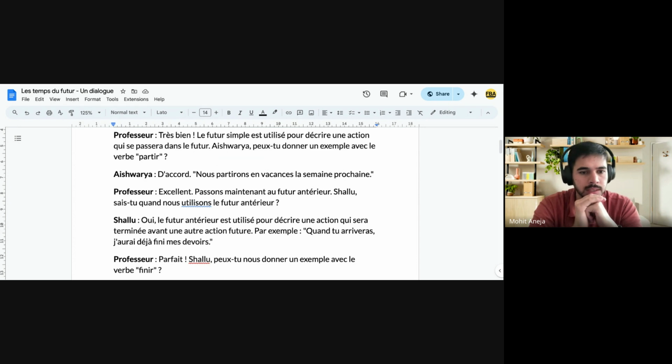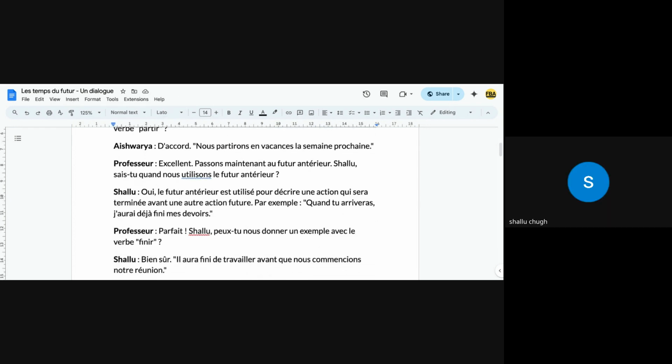Ok. Excellent. Passons maintenant au futur antérieur. Chalou, sais-tu quand nous utilisons le futur antérieur? Oui. Le futur antérieur est utilisé pour décrire une action qui sera terminée avant une autre action future. Par exemple, quand tu arriveras, j'aurai déjà fini mes devoirs.